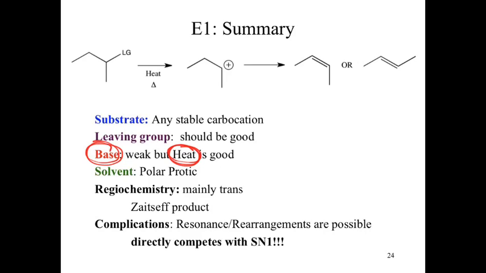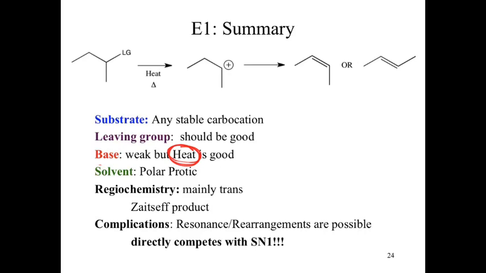Or rather, we see a lack of a nucleophile, a strong nucleophile. So really the only thing that tips us off that we're looking at an elimination versus a substitution as far as E1 and SN1 goes is really just the heat. Okay. So if you see heat, probably doing an elimination. It's not a guarantee, but it's your most likely bet at that point.